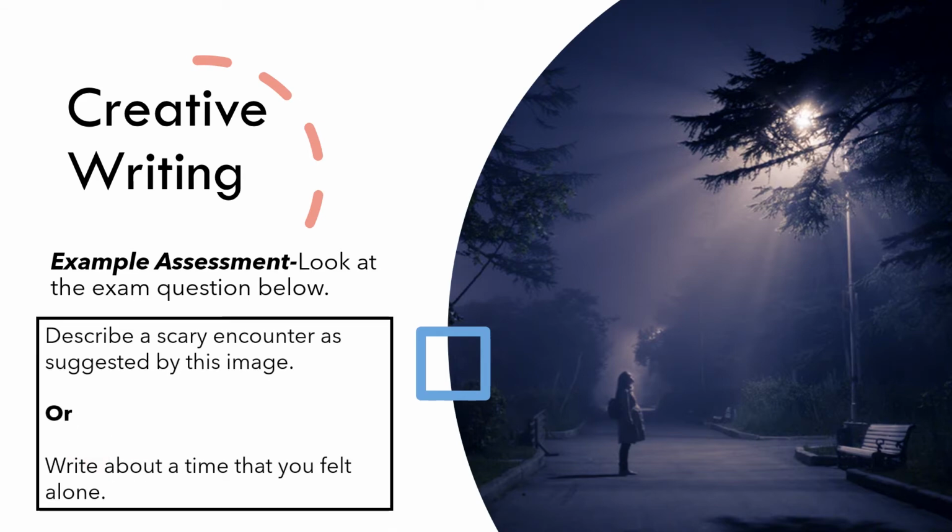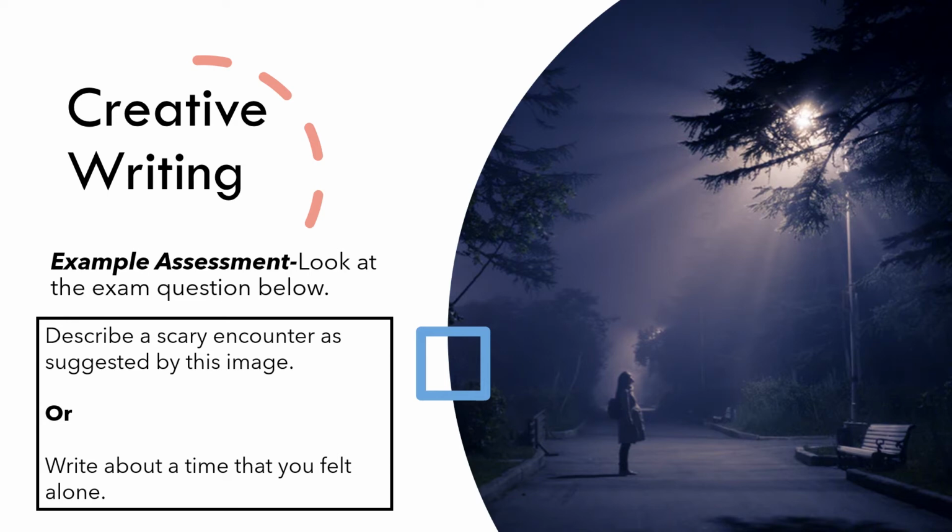You'll normally get an option to do one or the other. So it's either describe a scary encounter as suggested by this image, or write about a time that you felt alone. Now, often in the exam we don't always get an image that is particularly helpful. I think this one's quite a good one to talk about, however.